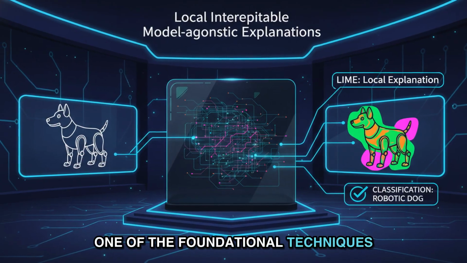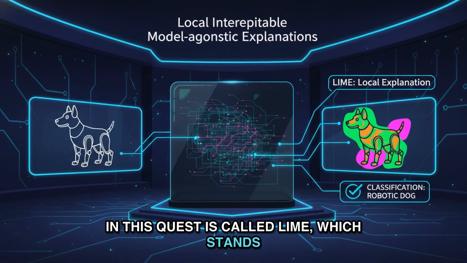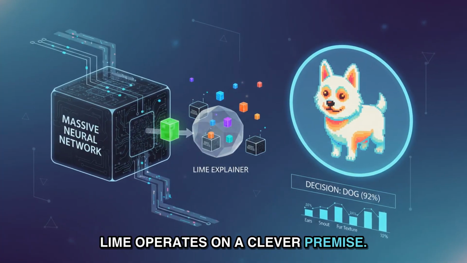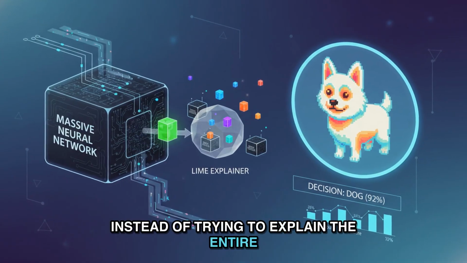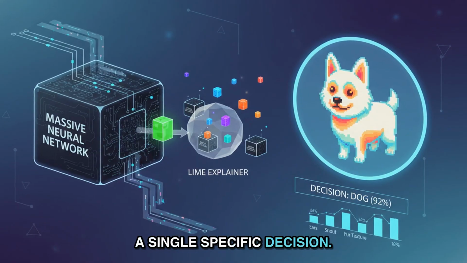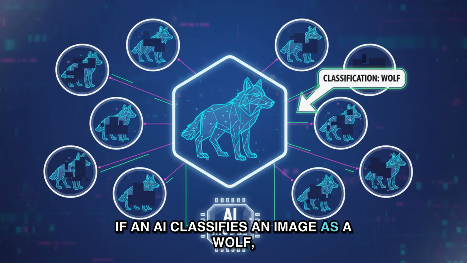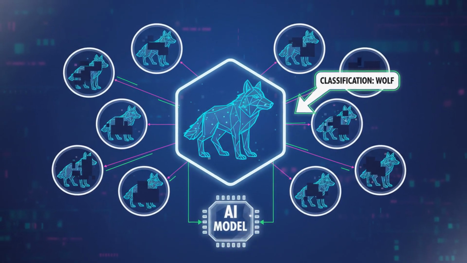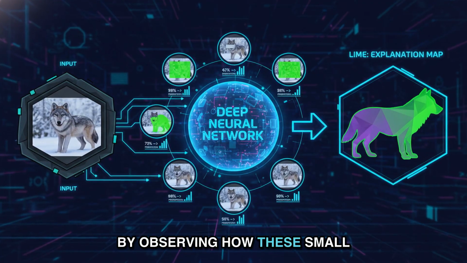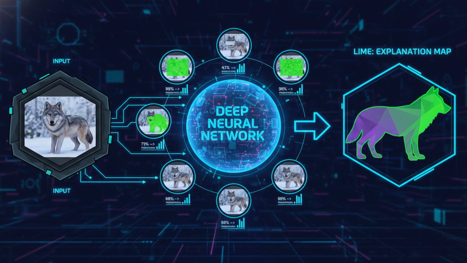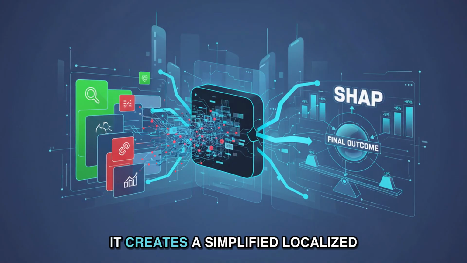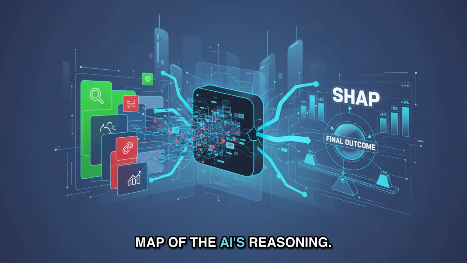One of the foundational techniques in this quest is called LIME, which stands for Local Interpretable Model Agnostic Explanations. LIME operates on a clever premise. Instead of trying to explain the entire massive neural network all at once, it focuses on explaining a single specific decision. If an AI classifies an image as a wolf, LIME slightly alters the image, hiding different pixels, and runs it through the model again and again. By observing how these small changes affect the final prediction, LIME can highlight exactly which parts of the image were most important to the model's decision. It creates a simplified, localized map of the AI's reasoning.